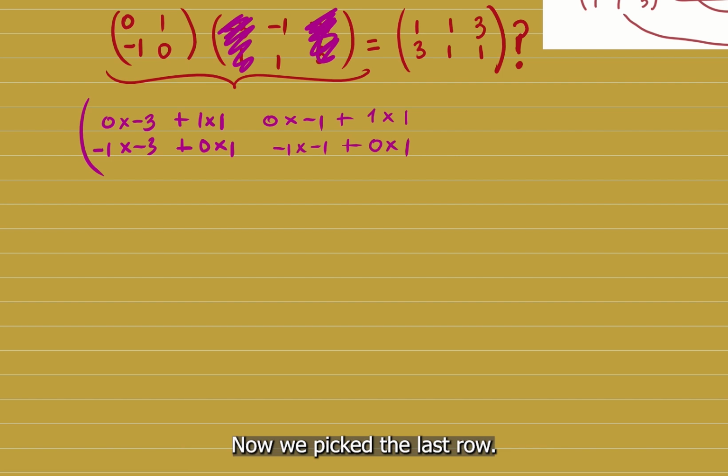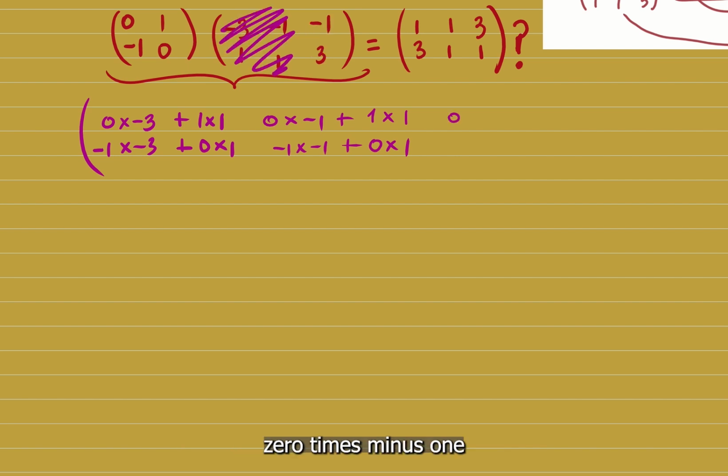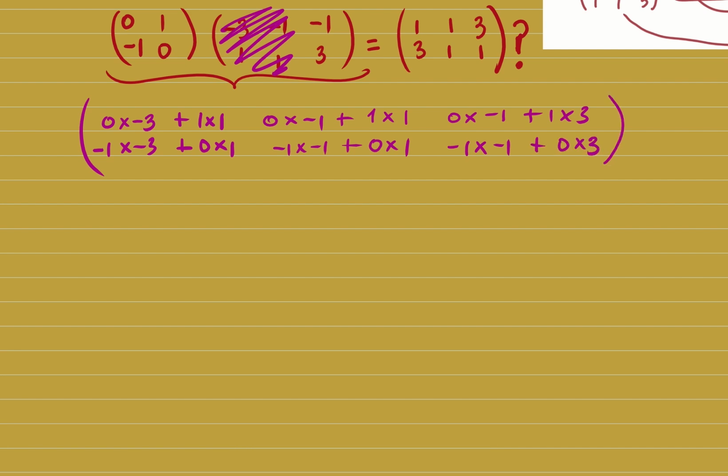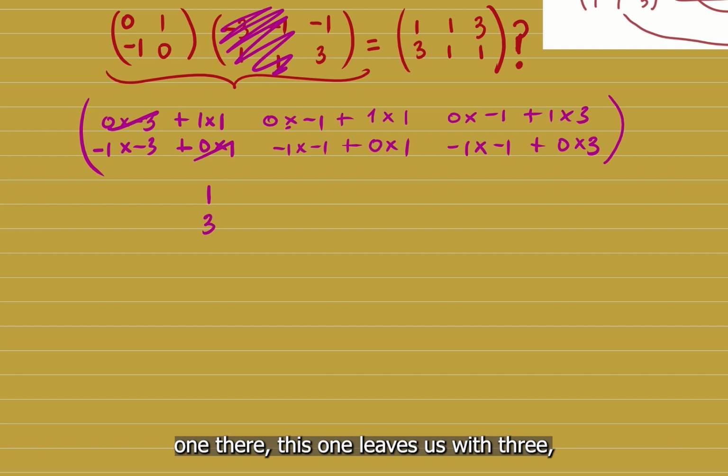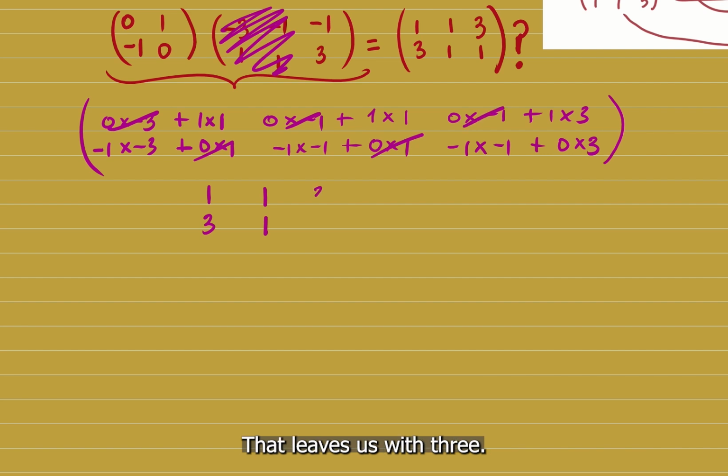Now we pick the last row, 0 times minus 1 plus 1 times 3 and minus 1 times minus 1 plus 0 times 3. If we simplify this, we know that leaves us with 1 there. This one leaves us with 3. This one leaves us with 1. This one leaves us with 1. This leaves us with 3. And this leaves us with 1.